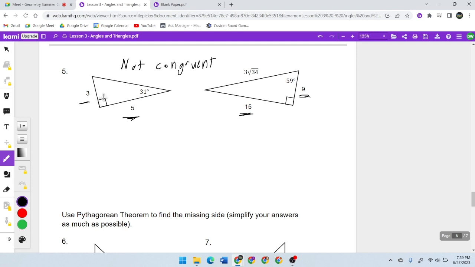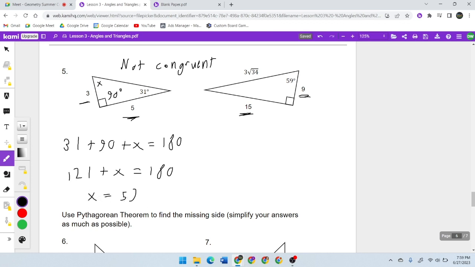So what I'm saying is this square right here means it's a 90-degree angle. We'll call the missing one x. So 31 plus 90 plus x must equal 180. 31 plus 90 is 121, plus x equals 180. If you subtract 121 from both sides, you will get 59 degrees. So we can fill in 59 degrees for that angle right there.